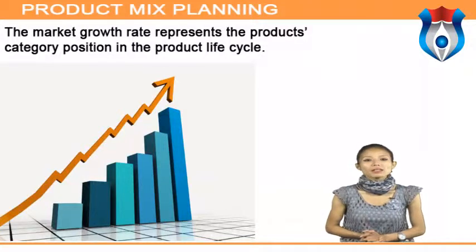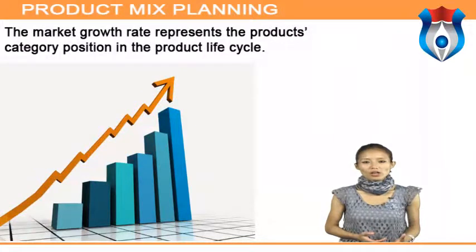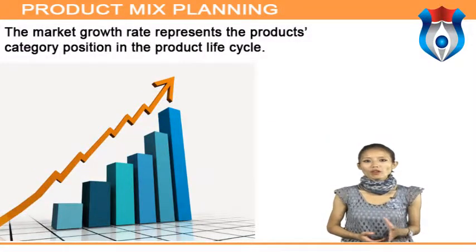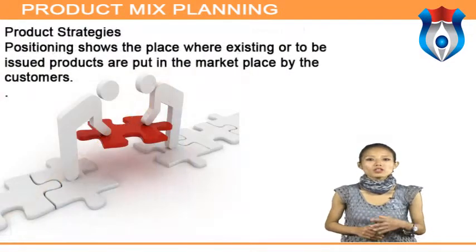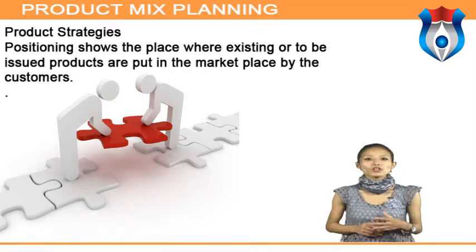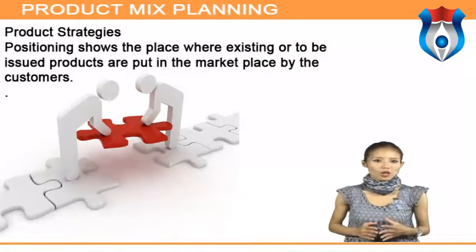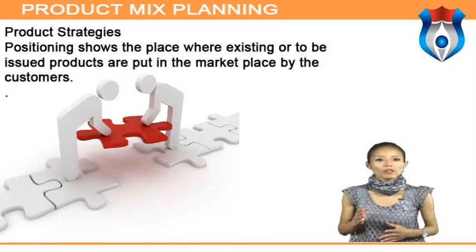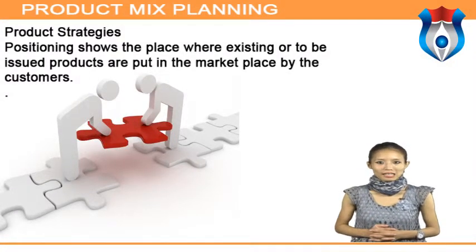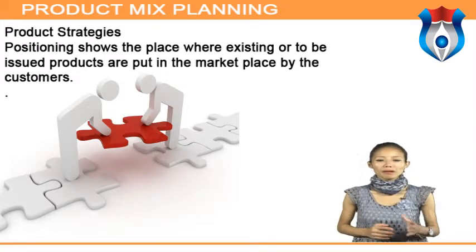Once the analysis has been done using the market growth rate and relative market share, products are placed into one of four categories. Positioning shows the place where existing or soon to be issued products are put in the marketplace by the customers. Positioning is the development of the image of a product directly against the competitor products and other products produced by the company itself.